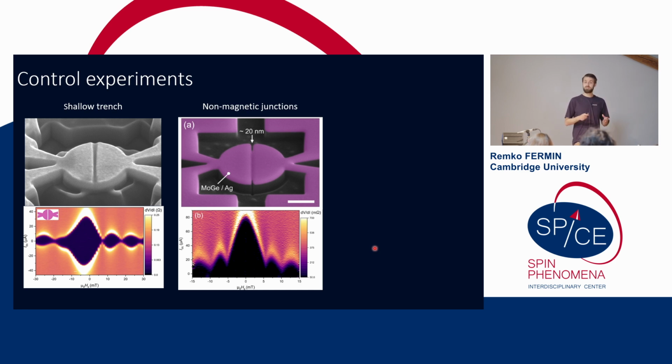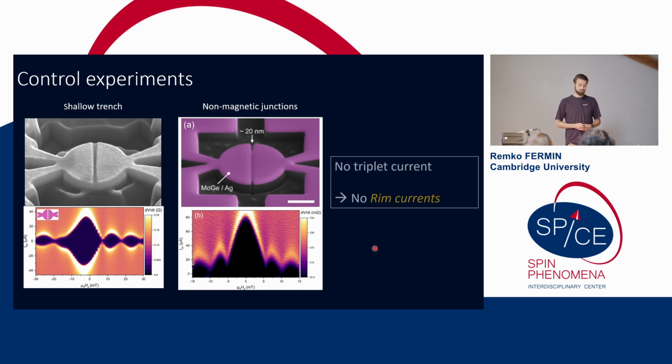But we also fabricated these junctions from a normal metal and a superconductor, and there you see there's a nice uniform distribution of supercurrent, namely this Fraunhofer pattern. So we know that if we're not dealing with a long-range triplet current, we also don't see these rim currents.